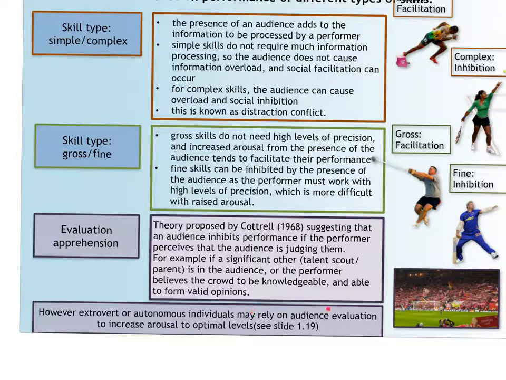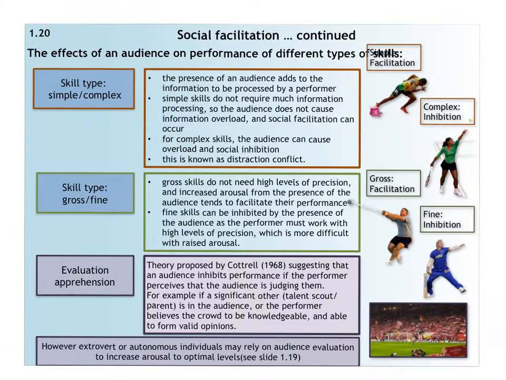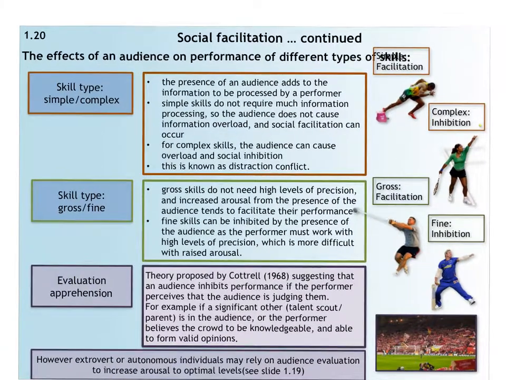And then there's the last bit at the bottom. However, extrovert or autonomous individuals may rely on the audience evaluation to increase arousal to the optimum levels. So this is what I'm saying down here. I am an extrovert, and I would say I'm autonomous, and I do actually like the thought of a significant person or a crowd watching me, because it gets me to my optimum levels. It'd be worth just you thinking in your own life where that fits in with you. So I'll put the slide on in full, and you can have a little pause and have a look at that slide.